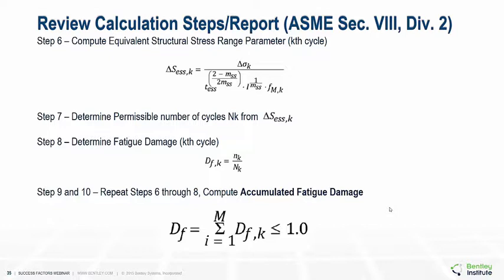Step 8 involves determination of the fatigue damage D_F,k for the kth cycle, which is the ratio of the actual number of cycles to the permissible number of cycles calculated in step 7. Finally, in steps 9 and 10, repeat steps 6 through 8 and compute the accumulated fatigue damage for all the cycles. The summation of the fatigue damage, which gives the accumulated fatigue damage, must be less than or equal to 1 for the fatigue assessment to pass. This is the parameter D_F shown above, which should fulfill the criteria of being less than or equal to 1.